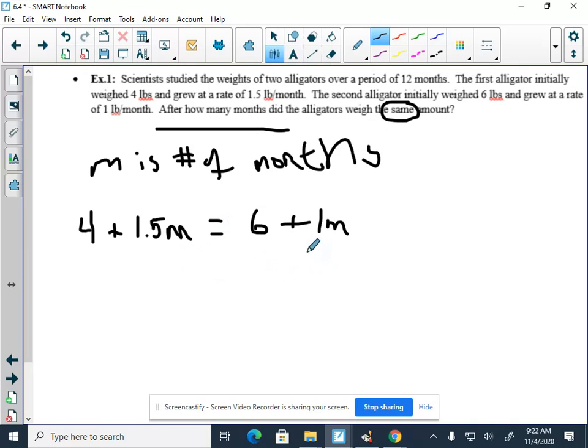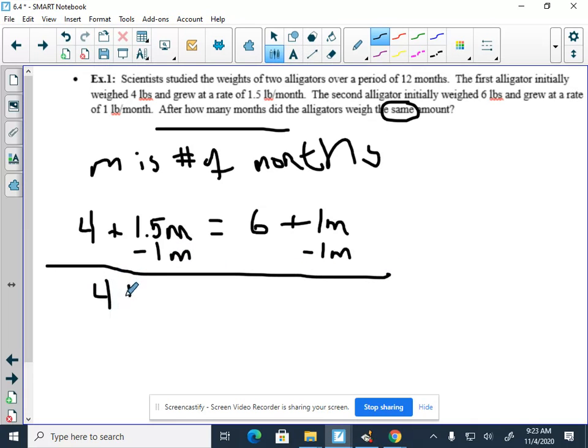And we'll solve this. So first thing I'm going to do is I'm going to subtract 1M from each side. So all the M's get moved. So I get 4 over here plus, if I take 1, subtract 1.5, subtract 1, I get 0.5M equals 6. Now, as I've been talking, if you don't have to show work, don't. I'm going to subtract 4 from each side of the equation. And we get 0.5M equals 2 if I subtract 4. Now we'll divide by 0.5.